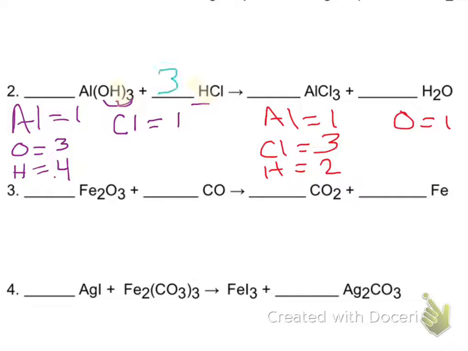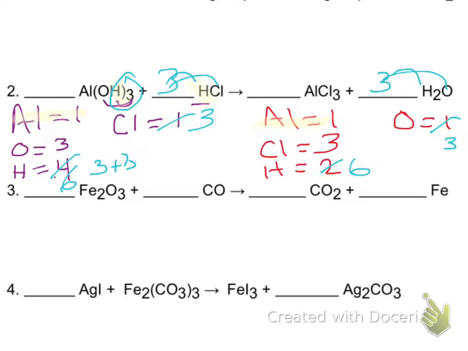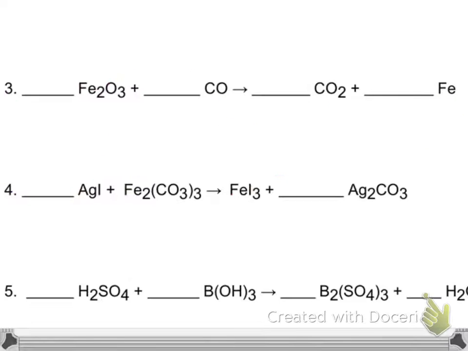Now we start balancing. Start with 3 over here on the reactant side. That's going to give us 3 hydrogen, plus the other 3 will give us 6. 3 chlorine. Go to the other side. 3 times 2 is 6. 3 times 1 is 3. 1 aluminum, 1 aluminum. 3 chlorine, 3 chlorine. 6 hydrogen, 6 hydrogen. 3 oxygen, 3 oxygen. This is balanced. Okay, moving on to the next one.